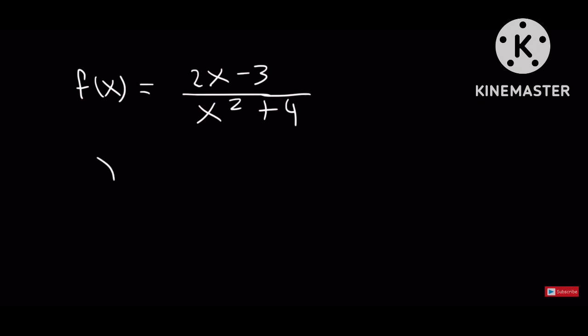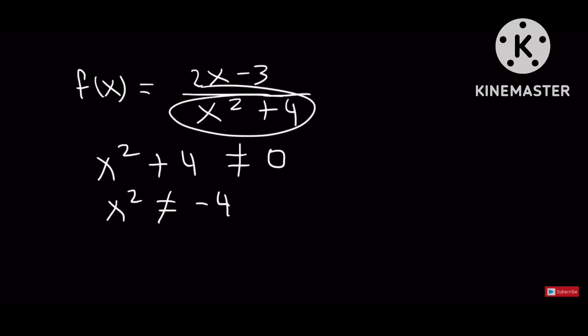Now what about this example? 2x minus 3 divided by x squared plus 4. Go ahead and find the domain. So let's begin by setting x squared plus 4 equal to 0. Subtracting 4, x squared will never equal negative 4. So therefore, regardless of what x value you choose, the denominator will never be 0.